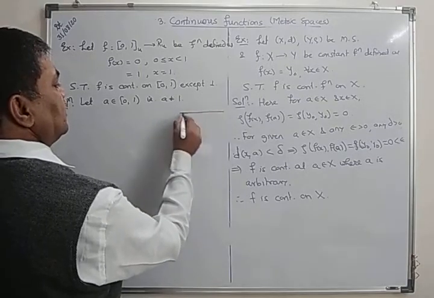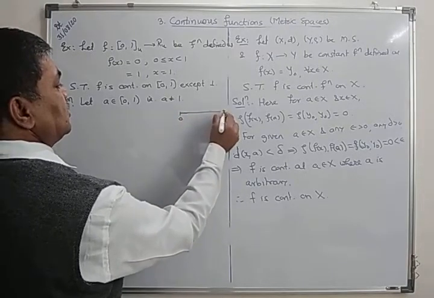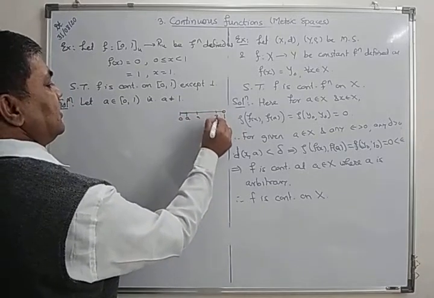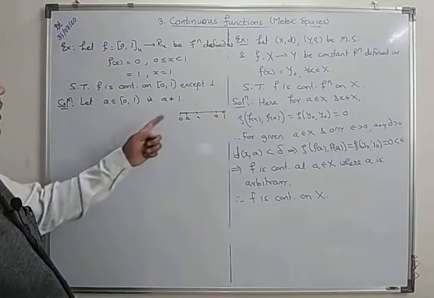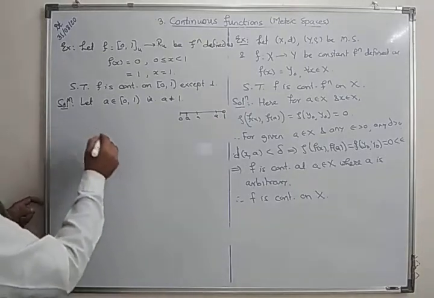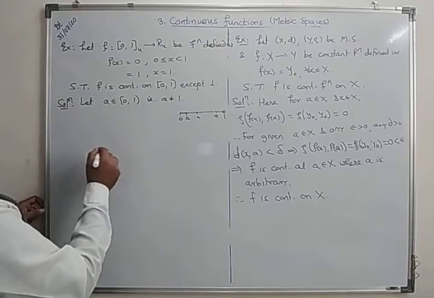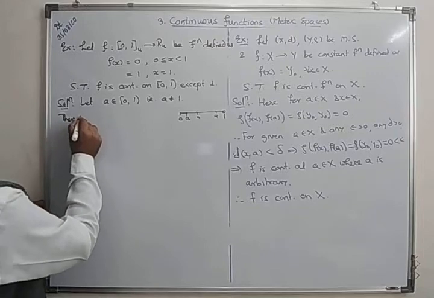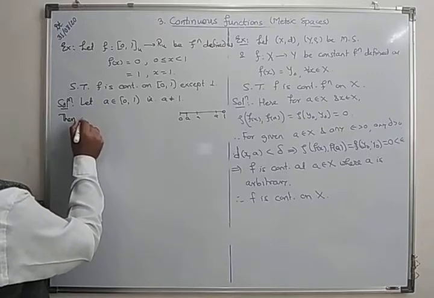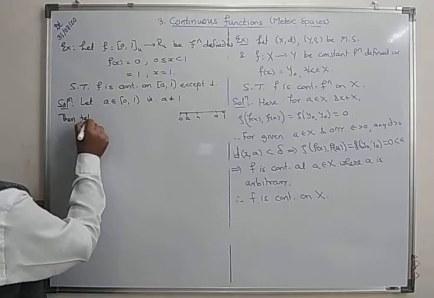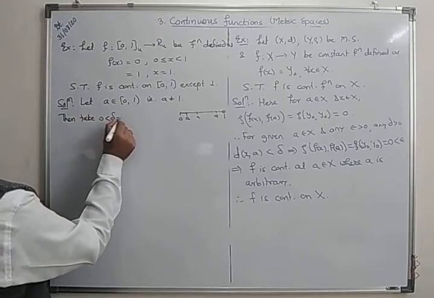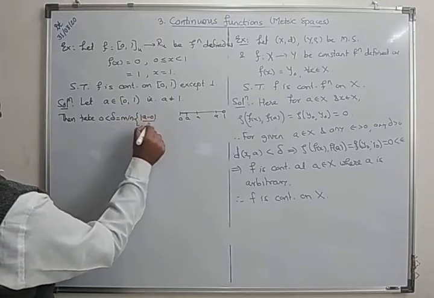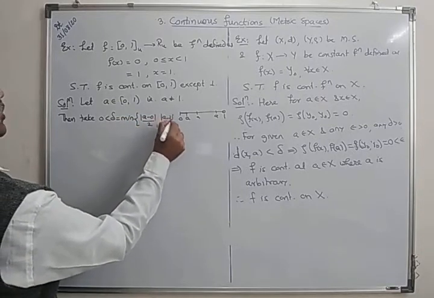So see here, this is your 0 and this is 1. If I take a to be anywhere, whatever this a may be, or it may be 0, then choose delta, take 0 less than delta, is equal to the minimum of mod of a minus 0 by 2, mod of a minus 1 by 2.